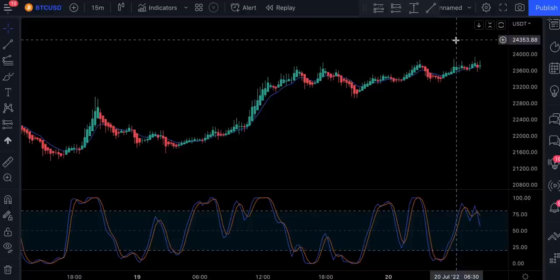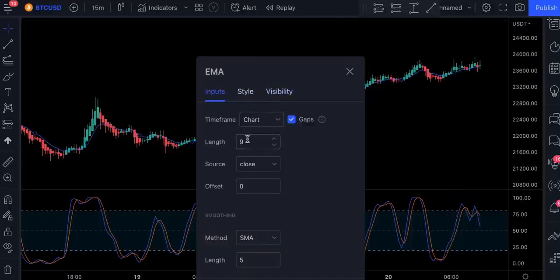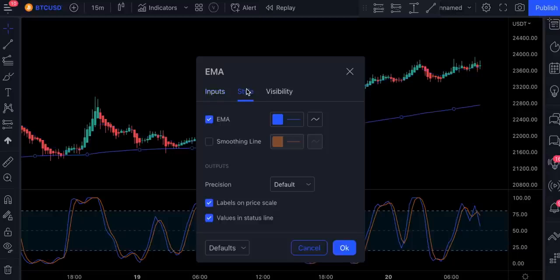Now we need to adjust the length for this moving average. So let's change it from 9 to 200. Also, let's make it a bit thicker.